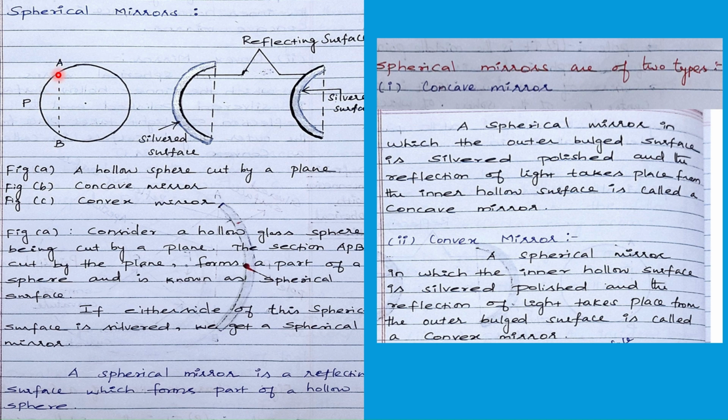If either side of the spherical surface is silvered, if it is silvered at the outer edge, it is called a concave mirror. If it is silvered at the inner edge, that is a convex mirror. So if either side of the spherical surface is silvered, we get a spherical mirror. A spherical mirror is a reflecting surface which forms a part of a hollow sphere. Spherical mirrors are of two types, the concave mirror and the convex mirror.